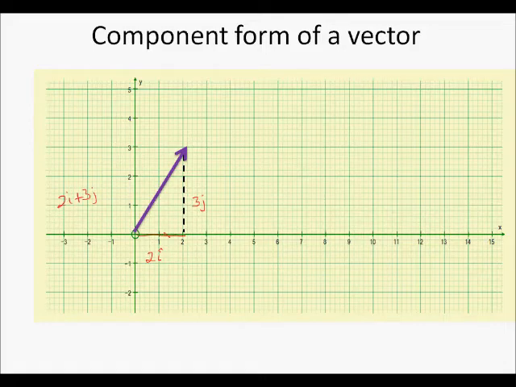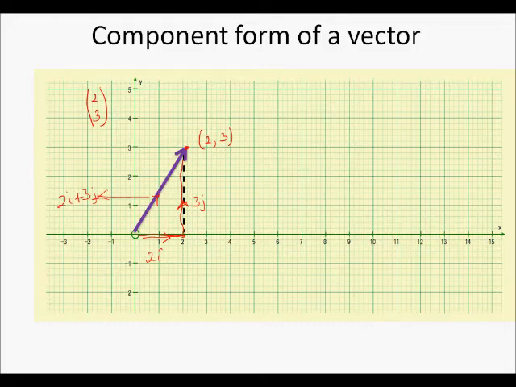So you go this way and you go this way; this is vector 2i and this is vector 3j. Once you add these two, you will get this vector. So this vector is nothing but 2i plus 3j. You can also see that this is the point 2 comma 3. You can also write the vector in column matrix form, like 2 over 3.